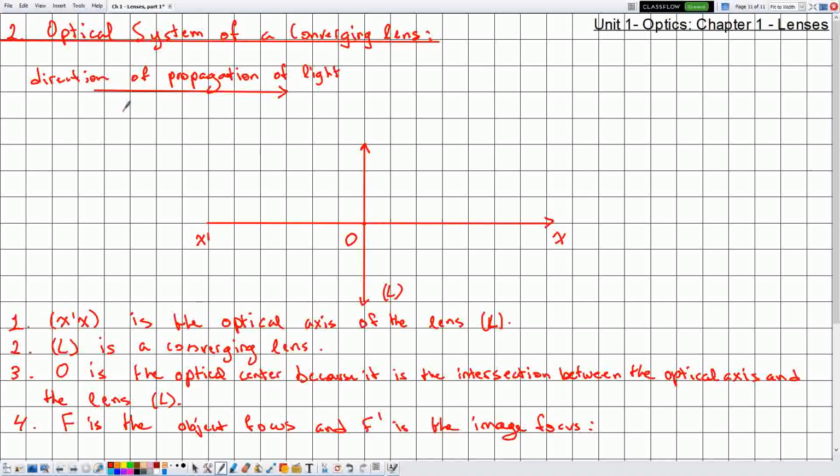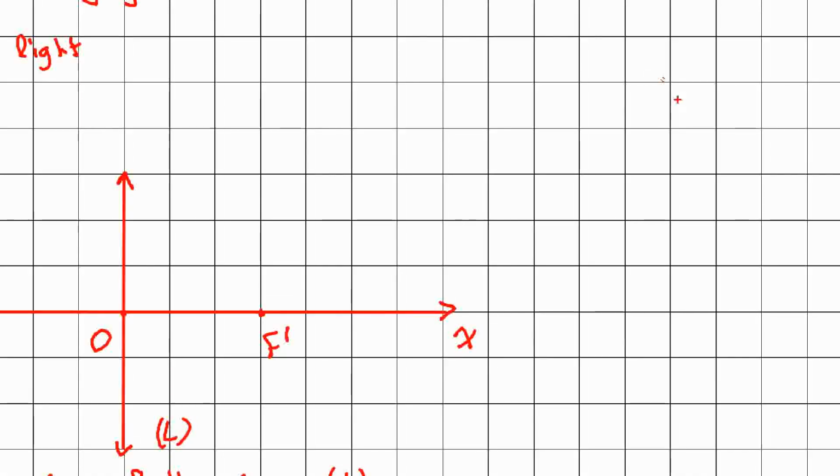Because the direction of propagation is from left to right, and the lens that I'm using here is a converging lens, we always place the object focus on the left and the image focus on the right. I repeat, because the direction of propagation of light is from left to right and the lens is a converging lens, the object focus will be on the left and the image focus will be on the right.